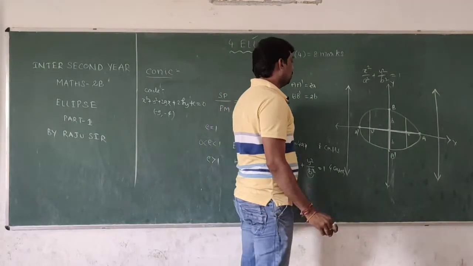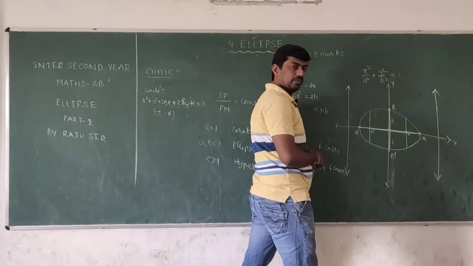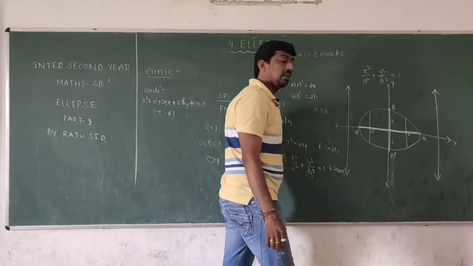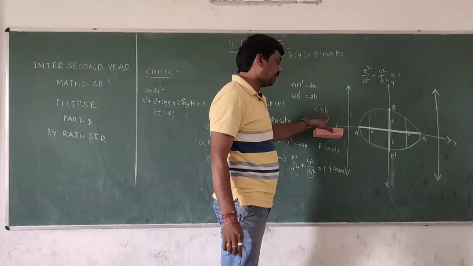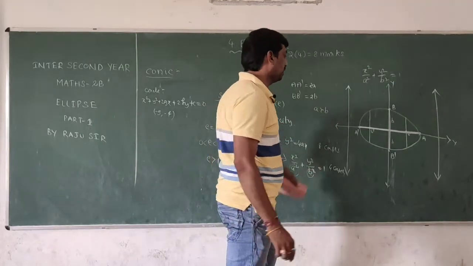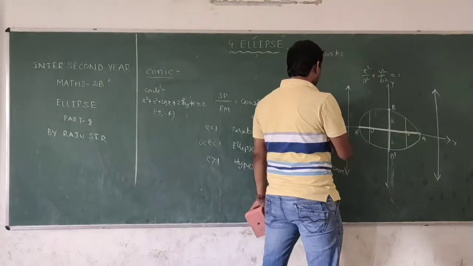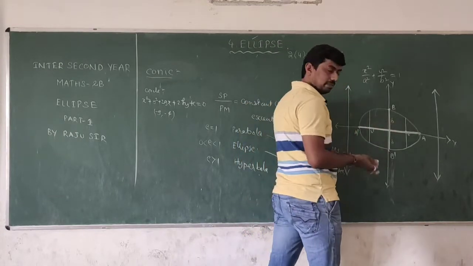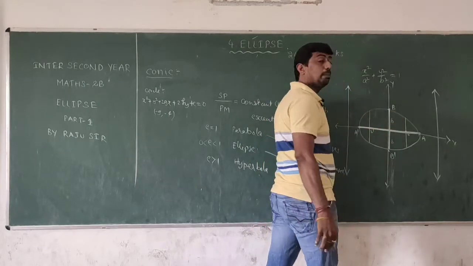Okay, so if a is greater than b, then a a dash is called the major axis. Length of major axis is 2a. If a a dash is the major axis, then obviously b b dash is the minor axis.